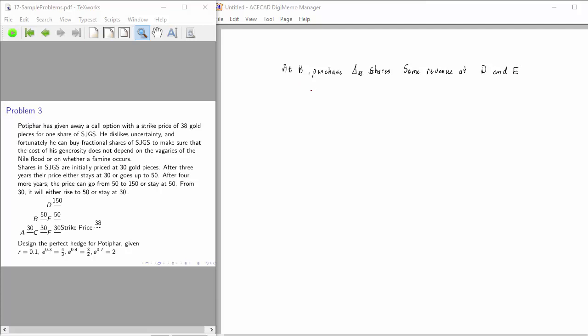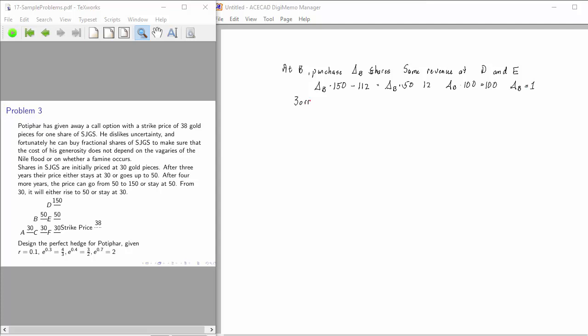Okay, what happens if they go up to D? Well, we bought these shares, we sell them off for delta B times 150, and then we shell out 112 gold pieces to settle this option. If, on the other hand, the shares stay stuck at 50, well, we can still sell them for 50, and in that case, the option is worth only 12. Therefore, delta B times 100 is equal to 100, and delta B is equal to 1. In other words, if after 3 years these shares are at 50, Potiphar should be holding precisely 1 share of SJGS.